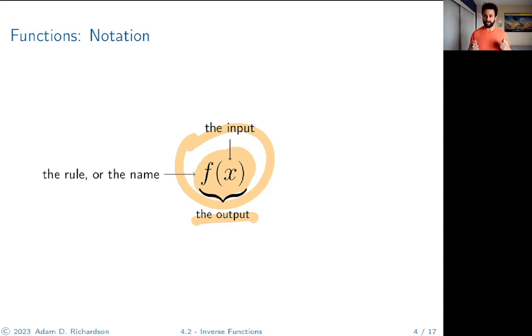And if you can wrap your head around that, it'll make working with these symbols and working with these functions a lot more intuitive. That whole symbol f of x, that's the output of the function when you put in the number x. So don't think of f of x as the box itself. Think of f of x as the object that falls out of the box after x went into the box. So that's what the notation means.